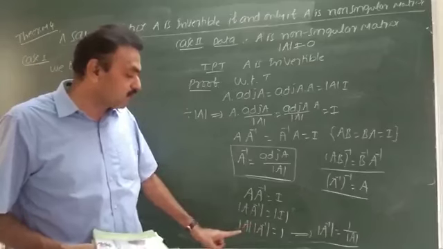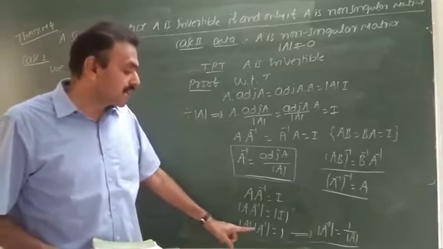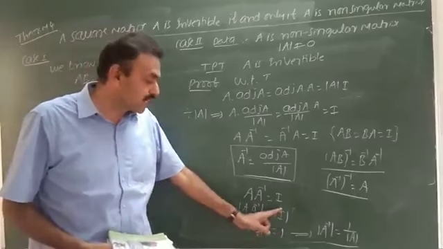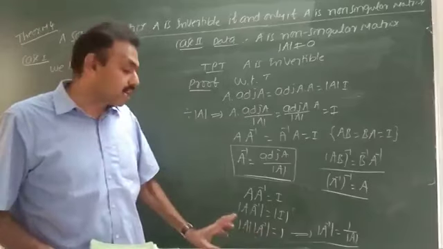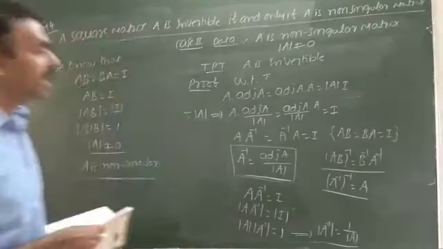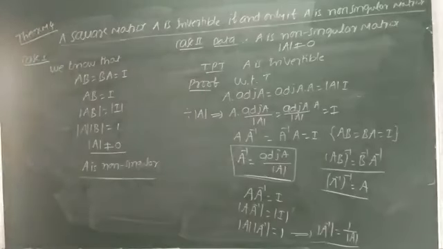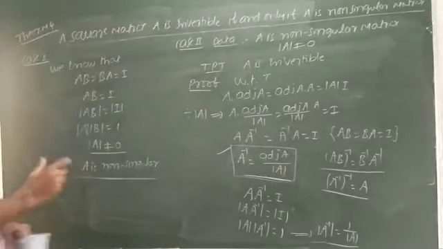Determinant of the product of two matrices is always equal to the product of the determinants. Determinant A into determinant A inverse is equal to determinant of I, which is 1. So cross multiply by determinant A. So determinant of A inverse is 1 by determinant A. That's the property we have got. I think you have understood this. This is the formula used to find the inverse, remember.